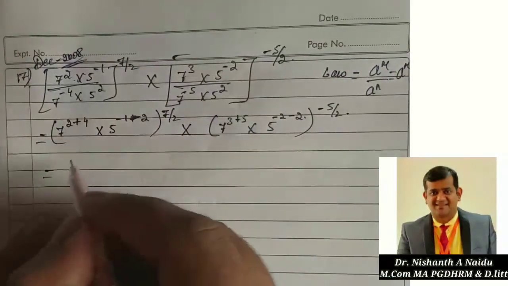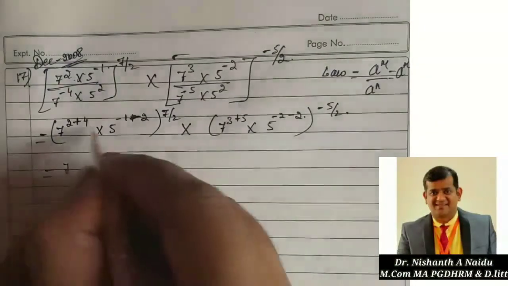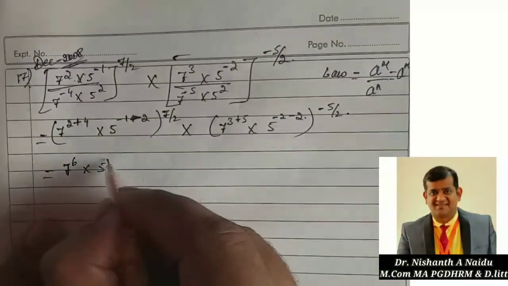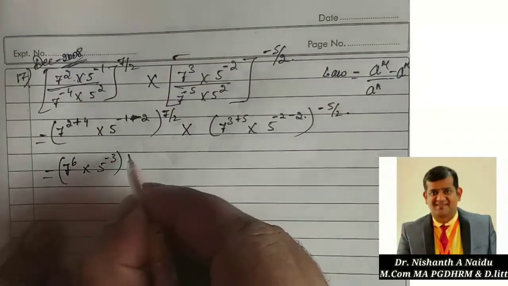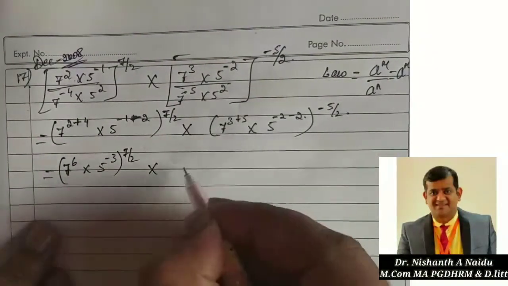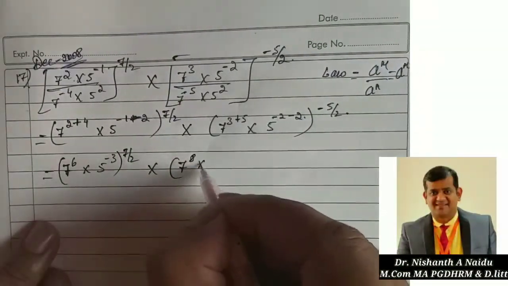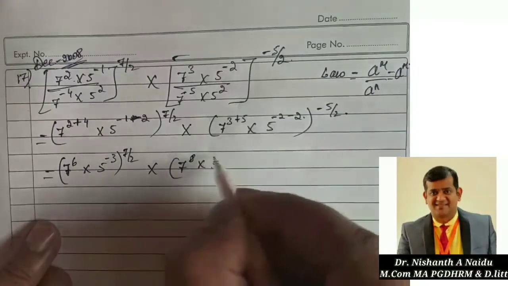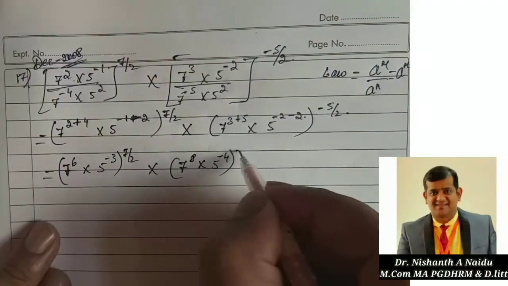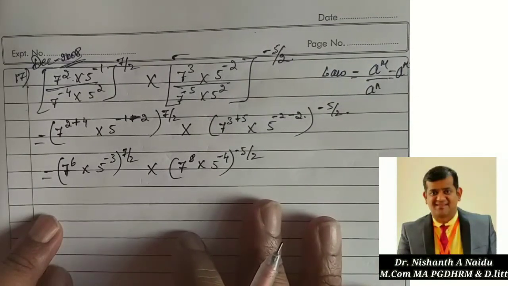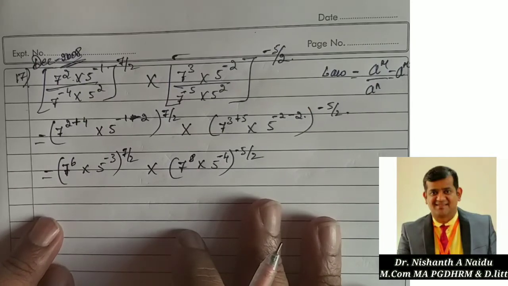So let us simplify this. 7 to the power of 2 plus 4 is 6, 7 to the power of 6 into 5 to the power of minus 3, whole power 7 divided by 2, into 7 to the power of 5 plus 3 is 8, into 5 to the power of minus 4, whole power minus 5 divided by 2. I believe till here it is clear, you don't have any confusion. Correct? Fine. So in the next step, what are we going to do?